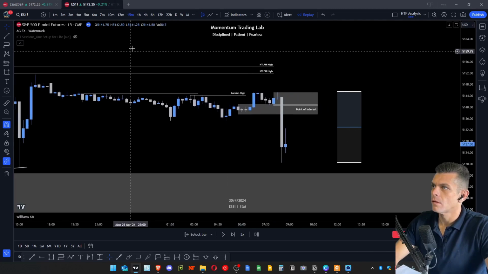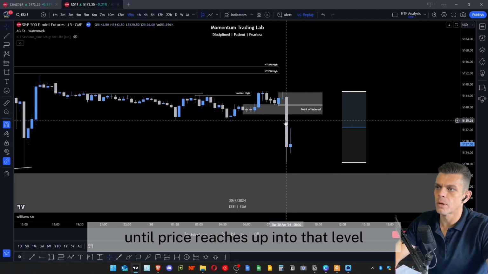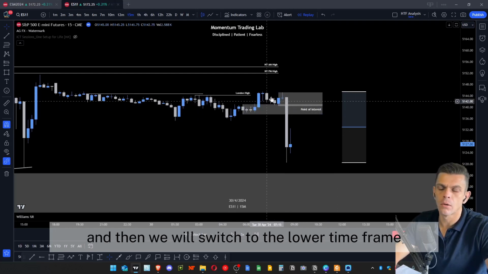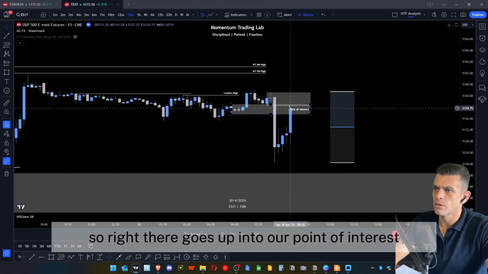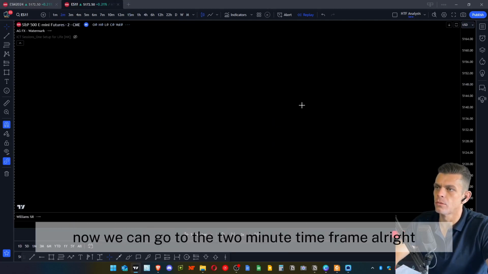All right, so like we said, we are just going to stay on the 15-minute time frame until price reaches up into that level, and then we will switch to the lower time frame, which will be the 2-minute. Starting to go up. All right, so right there it goes up into our point of interest. Now we can go to the 2-minute time frame.